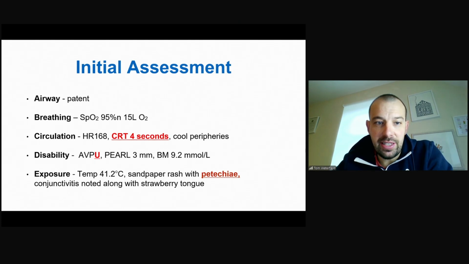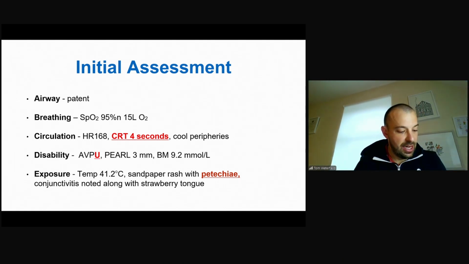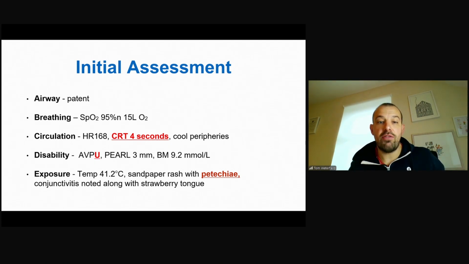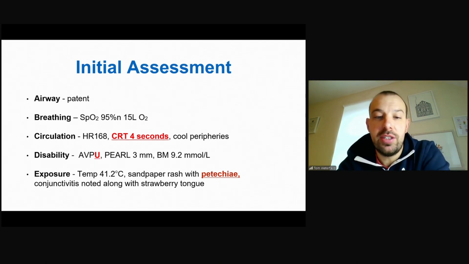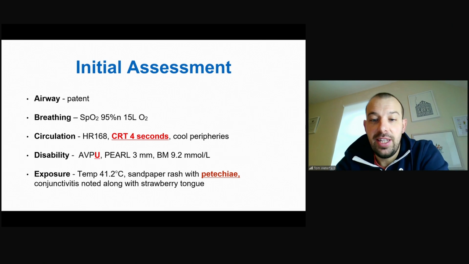The initial assessment in A&E resus is that they do have an airway. The SATs post-seizure are coming up, and the heart rate is 168. The cap refill's prolonged. They're cool around the edges, and they're not really responsive, but they have just had a seizure and have got equal reactive pupils, 3 millimeters. Their blood sugar, as we expected, because we've been hearing about high blood sugars, is a little bit high as part of their stress response, and they're very hot. You notice that they have a widespread rash, a bit sandpapery, a bit rough feeling. They have petechiae, just a bit of conjunctivitis, and quite a red-looking tongue.